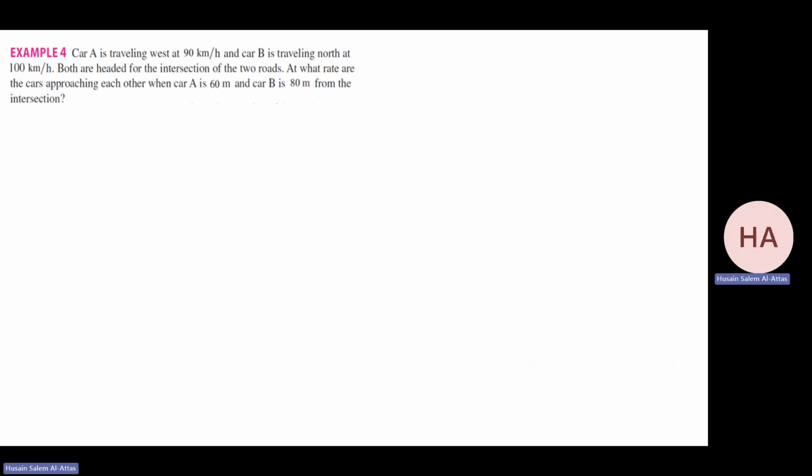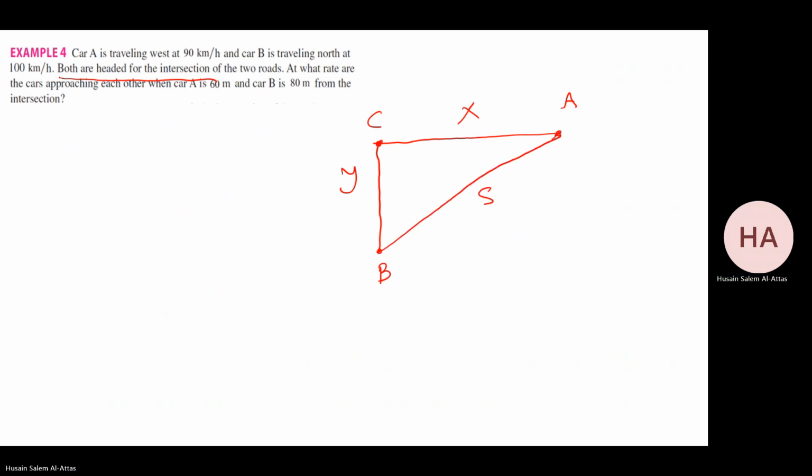Okay, now we'll move to the problems of the cars. Be careful about positive, negative, the rate of change. They have car A and car B. We have car A, and we have an intersection here. Both are headed for the intersection. Car A is going west, and car B is going north. This is car B. Okay. So call this X, call this Y, and I'm concerned about S, the rate of change of the distance between them as they are moving.